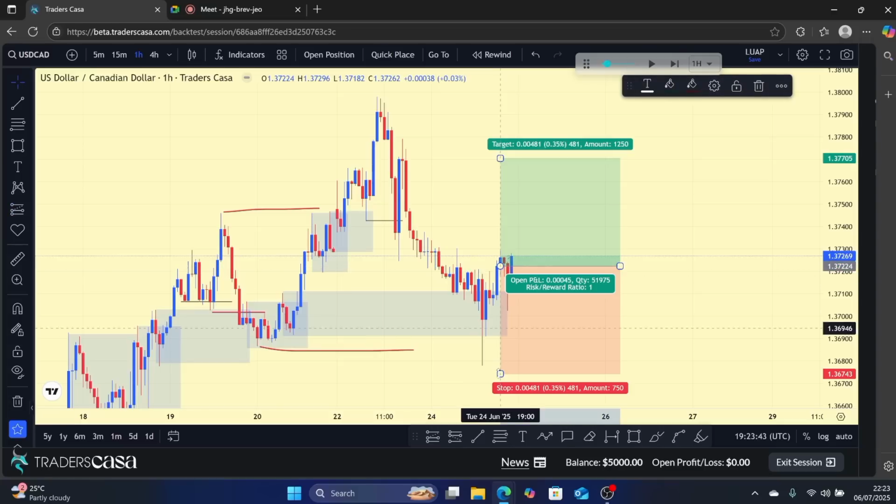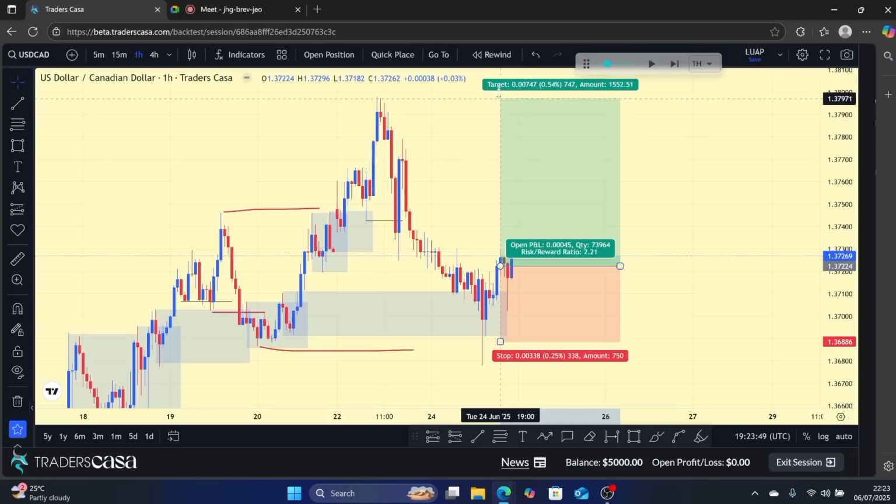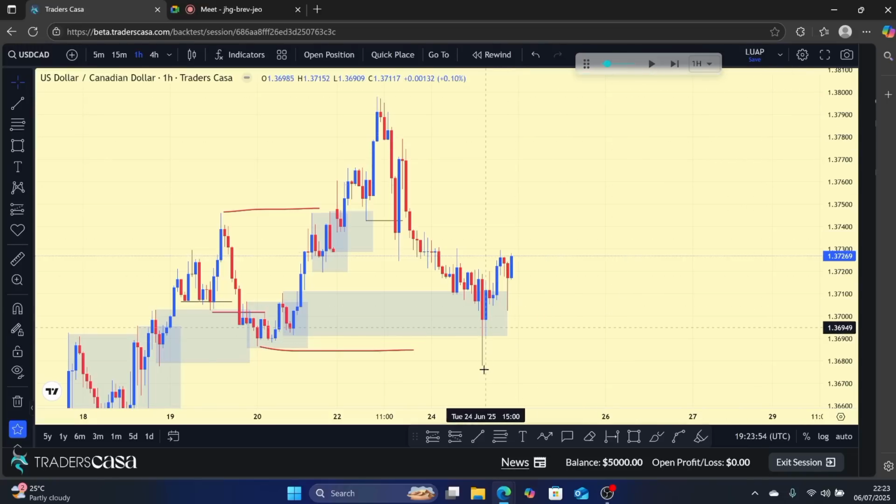So let's say the week just ended inside here without sweeping the low, then now you can take the trade and obviously target the external liquidity in that case. But if price wicked below here, don't do anything.